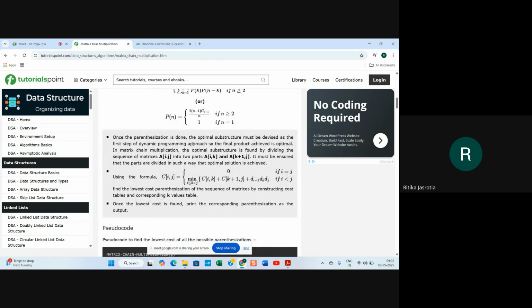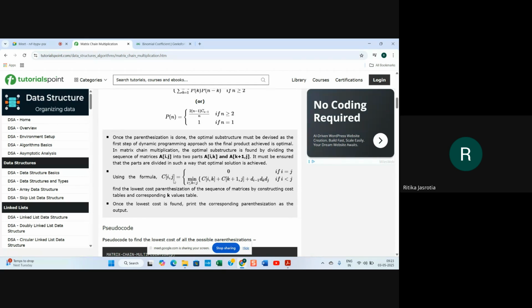So once the parenthesization is done, the optimal substructure must be devised as the first step of dynamic programming approaches to find that the final product achieved is optimal. In chain matrix multiplication, the optimal substructure is found by dividing the sequence of matrices Aij into two parts, Aik and Ak plus 1j. It must be ensured that the parts are divided in such a way that the optimal solution is achieved.